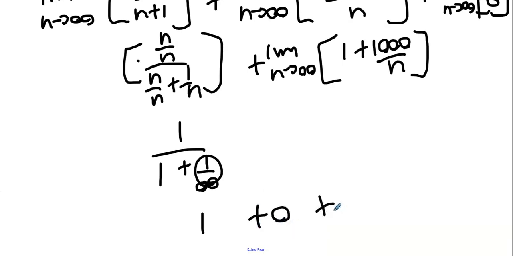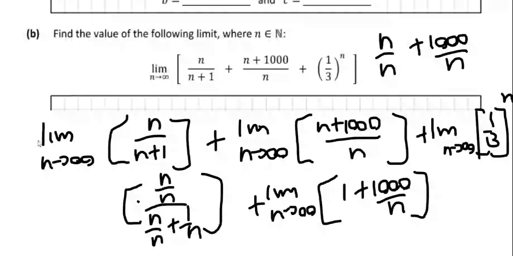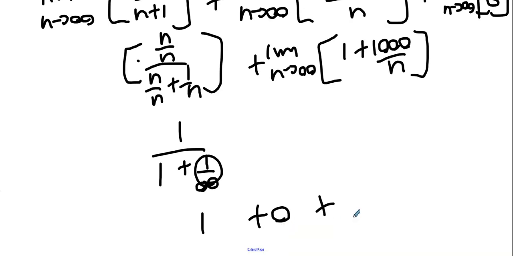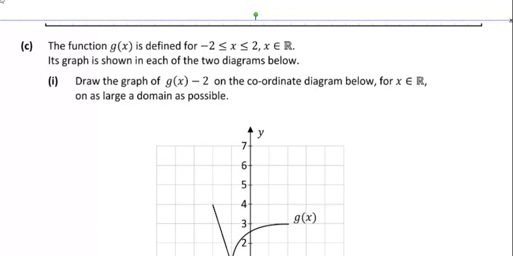The third part. What happens if you do a third to the power of n? What happens if you get something and you keep chopping it into 3 pieces over and over and over again? It becomes 0, doesn't it? So the third part is also going to be 0. And the answer is going to be 1. All right? Hoorah.